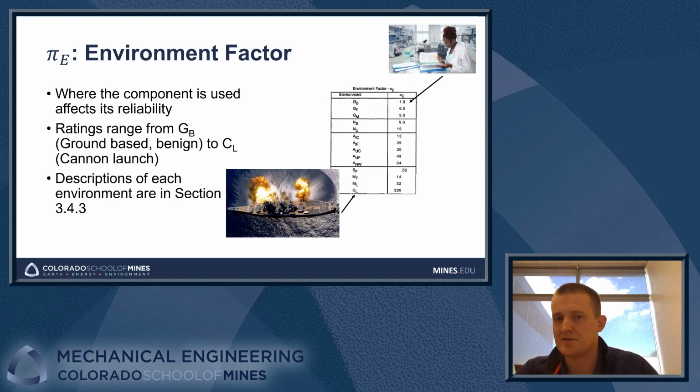These start off with GB as the most benign environment, ground-based benign, like on a lab bench or something like that, where it's not getting jostled around, there's not a bunch of vibrations, the ambient temperature is okay, and there's not a bunch of radiation or anything like that that we're exposing this to. And the most severe classification that it goes up to is actually cannon launch, CL, which would be if you stuffed your electronics inside of a battleship shell and shot it out of a battleship. It is a very severe environment because there are extremely high G forces acting on your components.